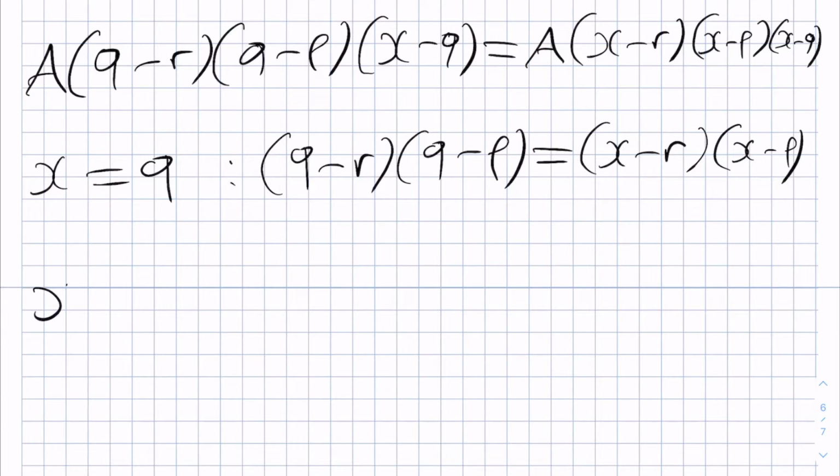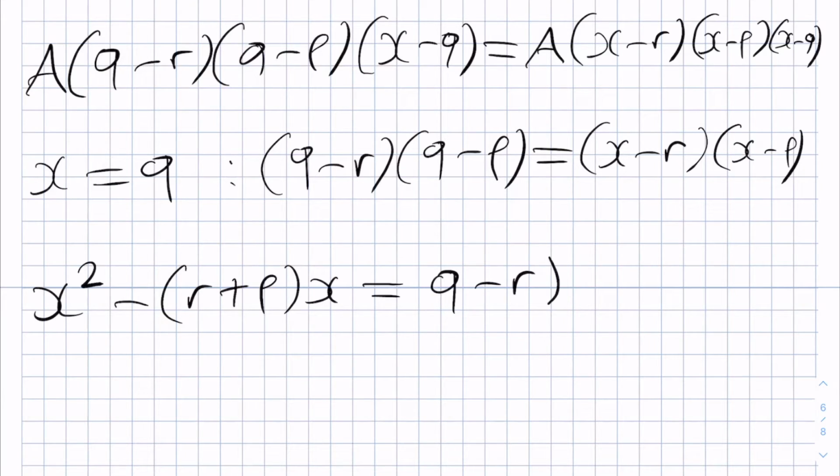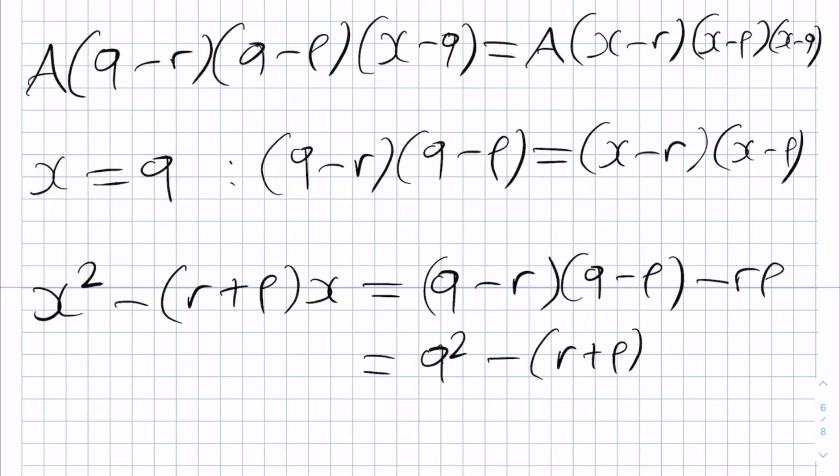We have x squared minus (r plus p)x, and then we have constants, which are, let's have a look, (q − r)(q − p), and then what do we do? We subtract off the rp from here and here. And so, therefore, this cancels with the rp from here, and so we get q squared minus (r plus p)q.